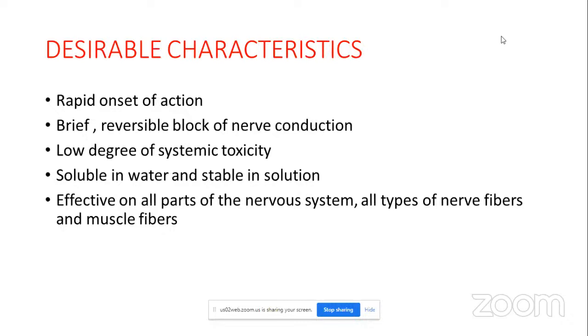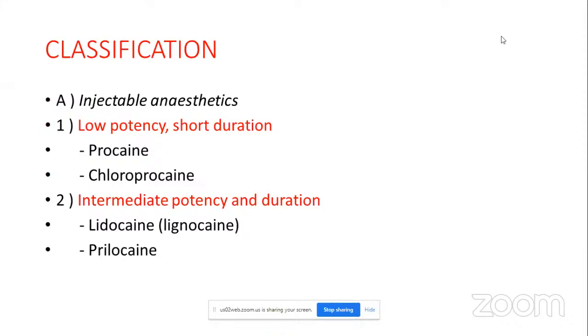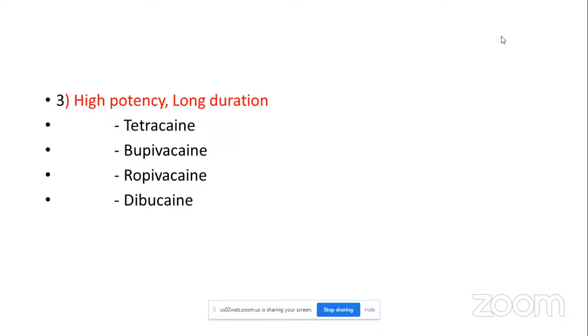Coming to classification of the local anesthetics, it is divided into injectable and surface anesthetics. In injectable anesthetics, depending upon the duration of action and its potency, it is divided as low potency, short duration local anesthetics. Examples are procaine and chloroprocaine. Intermediate potency and duration drugs are lidocaine or lignocaine and prilocaine. High potency, long duration local anesthetics are tetracaine, bupivacaine or sensoricaine, ropivacaine and dibucaine.